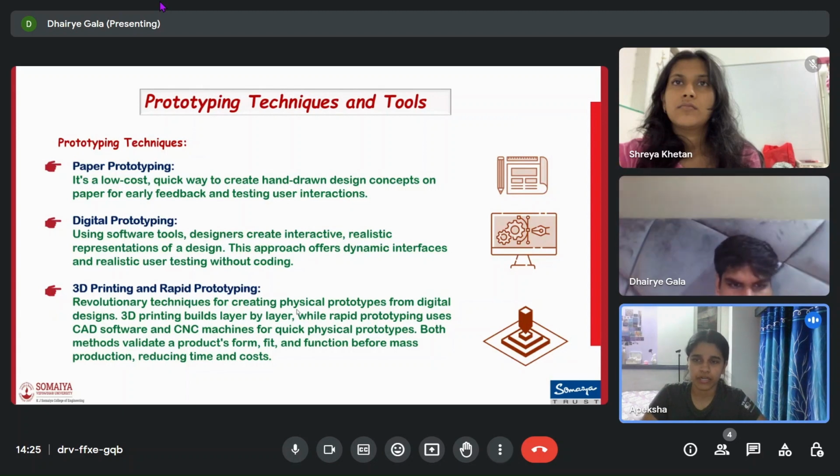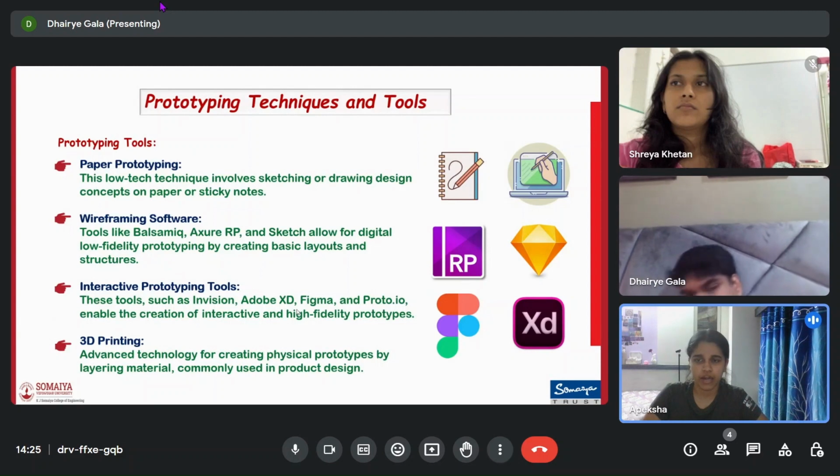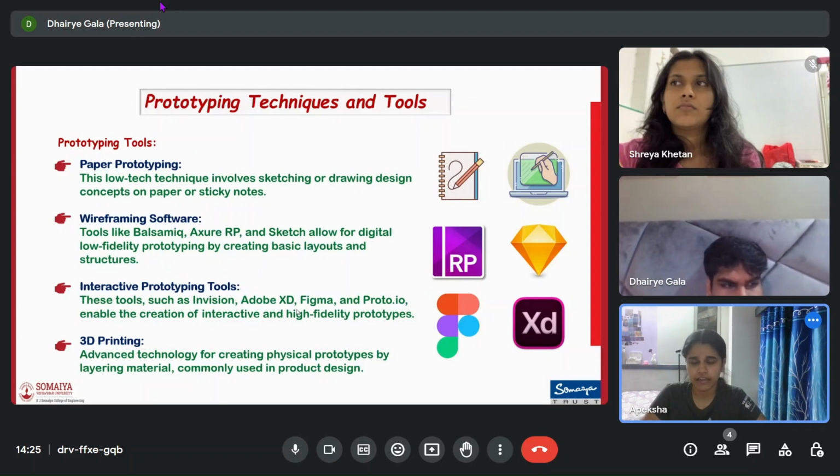Now moving on to prototyping tools. So there is paper prototyping here, where it is a low tech technique involving sketching or drawing design concepts on paper or sticky notes. Then there is wireframing software like Axure RP and Sketch allow for digital low fidelity prototyping by creating basic layouts and structures. There are interactive prototyping tools like Figma, Adobe, etc. that create interactive and high fidelity prototypes. And lastly, there is 3D printing with advanced technology.